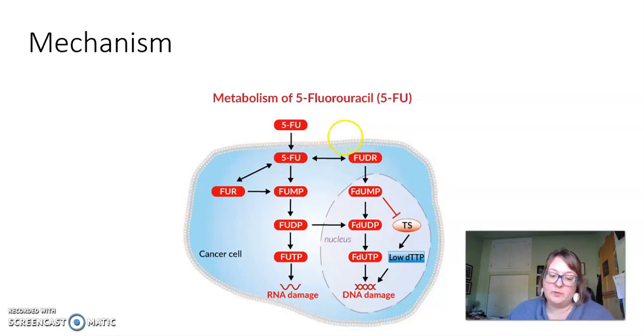Fluorouracil can also be incorporated into RNA in place of the uridine triphosphate, producing a fraudulent RNA and interfering with the RNA processing and protein synthesis. So that's just kind of a better description of what's going on, but I hope that was helpful.